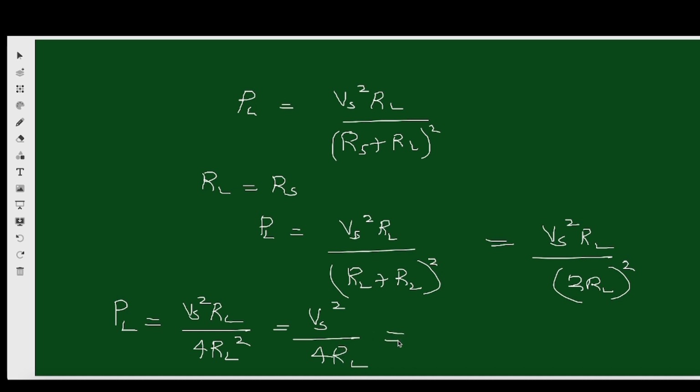In terms of Thevenin's theorem, we say that VTH squared over 4RTH. That is the power delivered to the load.